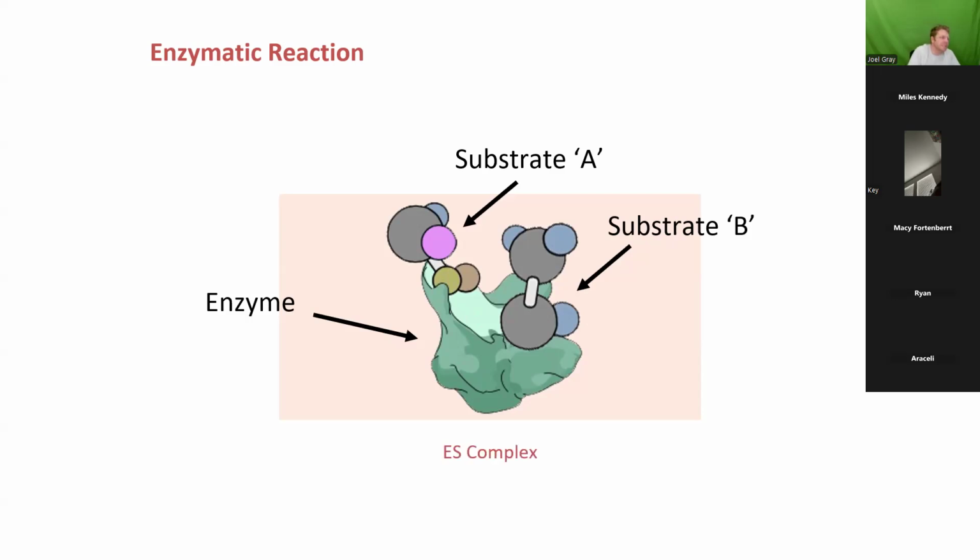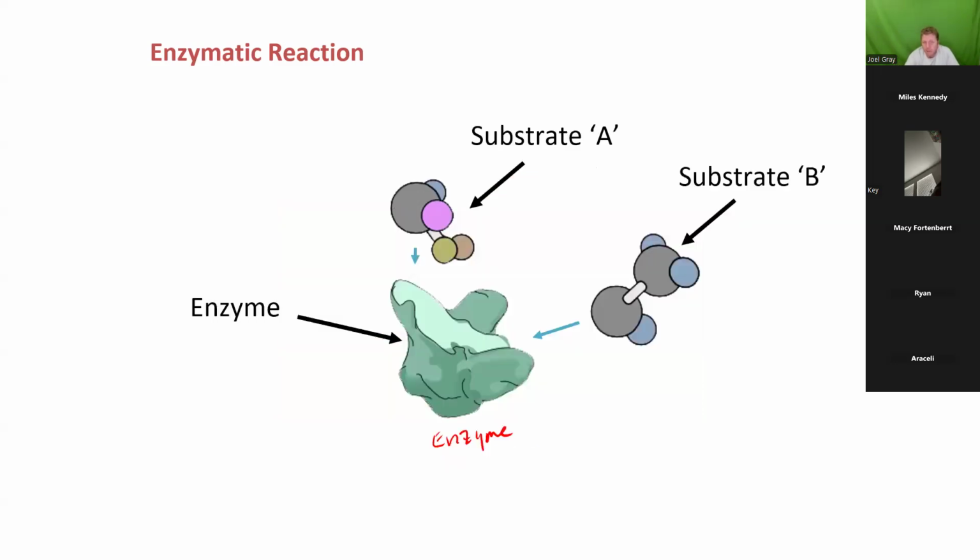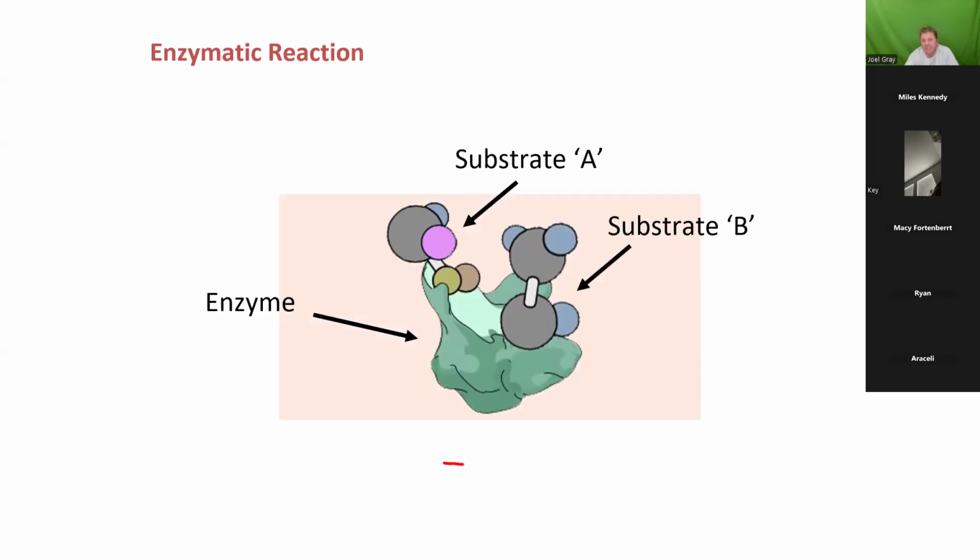This is known as the ES, or the enzyme substrate complex. That's where the two components, being the substrates and the enzyme, have come together to form one. In this case, there's actually three components because there's two different substrates. But for all intents and purposes, we can refer to this as the ES complex. So what we've got here is basically E plus S. Here is our ES complex.